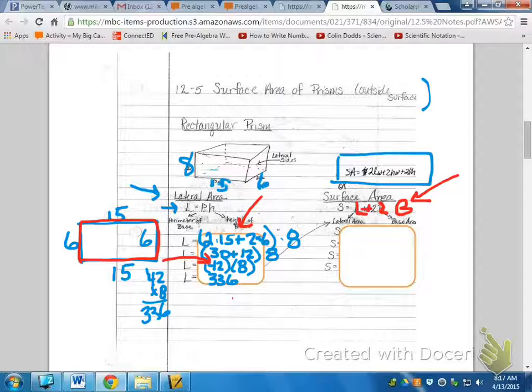Rectangles. How do you find the area of a rectangle? What's the formula? L times W. So let's see if we can get this figured out.